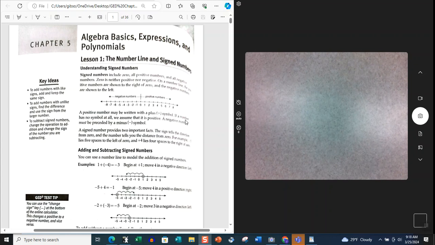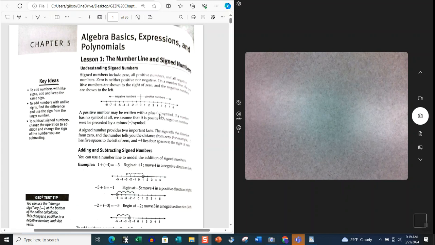A sign number provides two important facts. The sign tells the direction from 0, and the number tells you the distance from 0. For example, negative 5 lies 5 spaces to the left of 0, and positive 4 lies 4 spaces to the right of 0. So if you look here, negative 5, when you look to 0, you go 1, 2, 3, 4, 5 to the left, because the negative numbers are to the left of 0. Now 4, the positive numbers are to the right of 0. So that's 1, 2, 3, 4. So again, that stands correct.